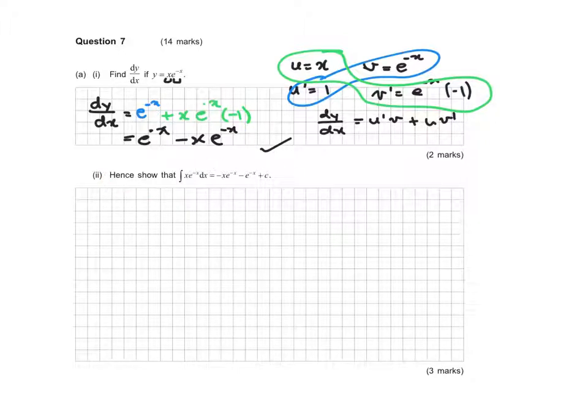Hence, show that the integral of x e to the power of negative x is equal to this bit here. So we have to calculate integration. When it says hence, pretty much what they're telling you is that you have to use something that you have calculated before. Now, if we found that the derivative of this function is equal to whatever we have here, if we go backwards, we should find this original function. So what I'm going to do is go like this. The antiderivative of this part here, e to the power of negative x, take away x e to the power of negative x dx, is equal to this part, okay? So it is equal to x e to the power of negative x plus c, a constant.